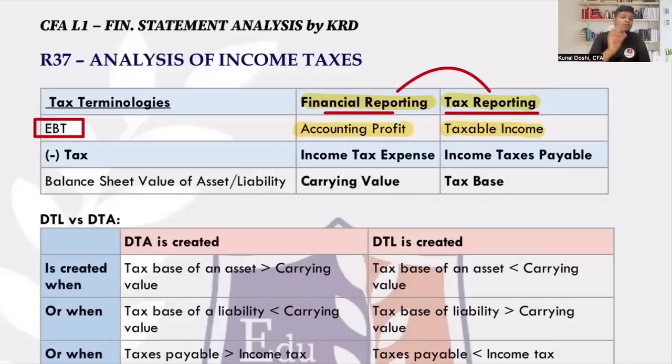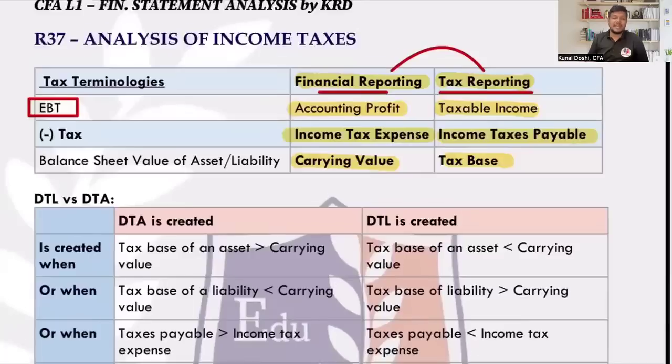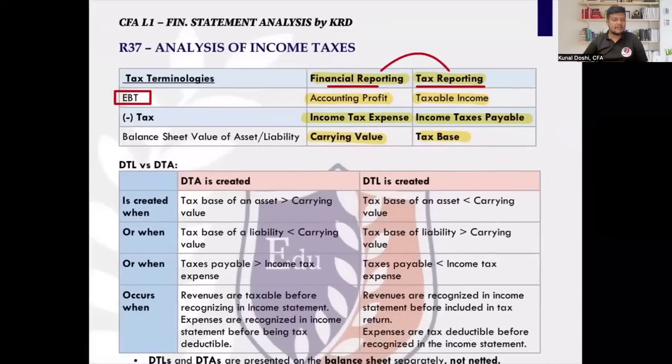Okay. The amount of tax that you see in the income statement, as per the financial reporting, we call it income tax expense. As per the tax reporting, we call it income tax payable or simply taxes payable. Clear? Similarly, the balance sheet value of asset and liability, in financial reporting, we call it carrying value. In tax reporting, we call it tax base. Everyone is comfortable with these terms. These terms you need to remember. They are called differently in financial and tax reporting. In exam, they will use these terms. Understood? Correct? Okay.